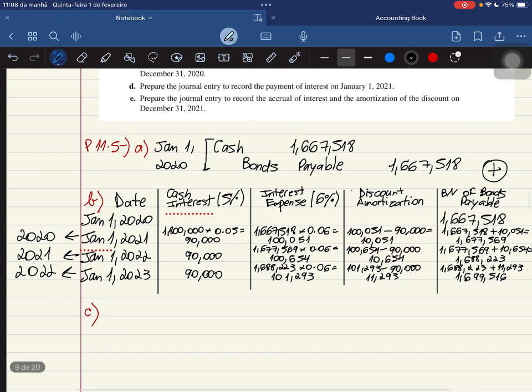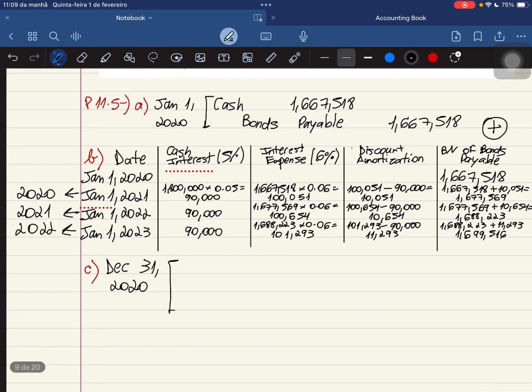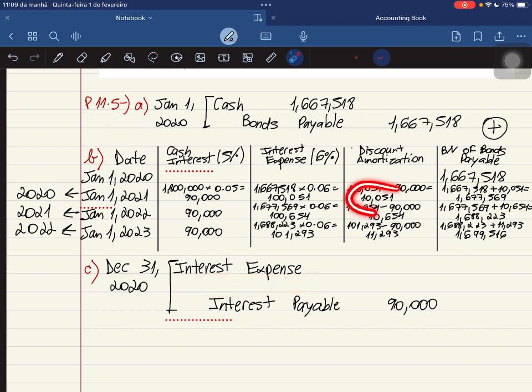So for the entry, we are going to have December 31st of 2020. You are accruing this interest. So first thing, you're going to have the interest payable that goes up. This interest payable is always the one that doesn't change. It is the cash interest, right? So in this case, it would be 90,000. And on top, we would be the interest expense, which would be the total interest that we would be paying. Then in the middle, you're going to have that number, right? Since we don't have an account for discount amortization or premium amortization, we call it just bonds payable.